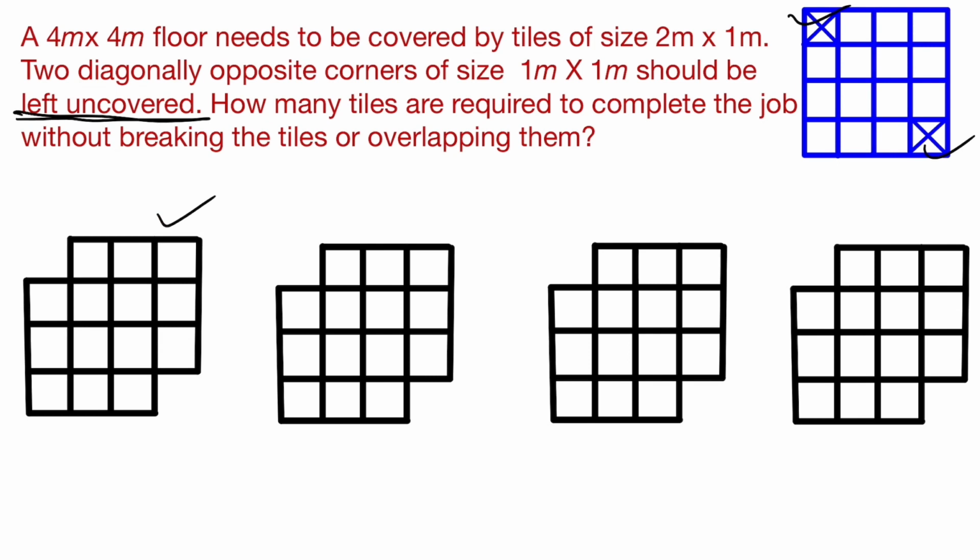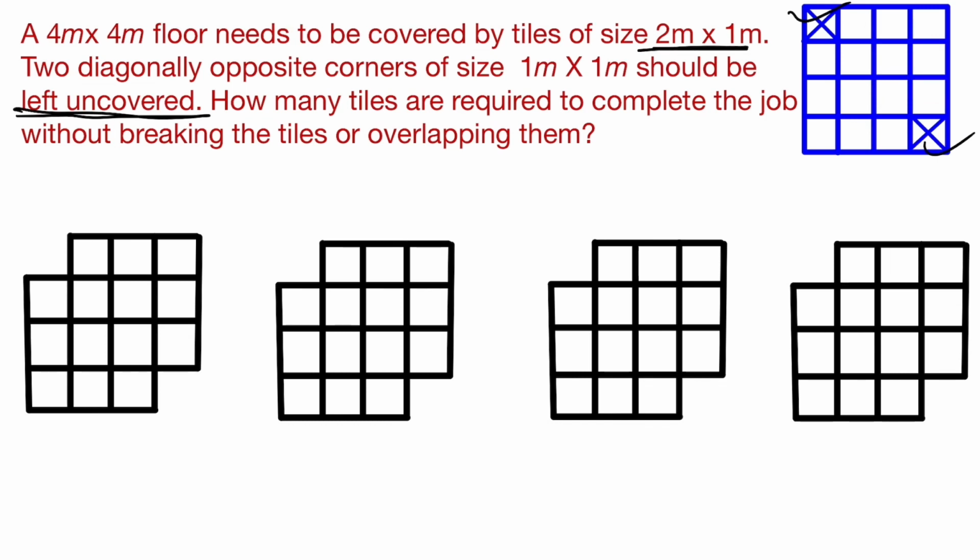Now let us fill this 4 by 4 floor with 2 by 1 tiles. So let us start. 2 by 1 means here we can take a 2 by 1 tile like this, or like this. So I am starting from the left side. So we have these two choices, right? Or we can take this 2 by 1 tile like this, or it is vertical. So these are the choices.